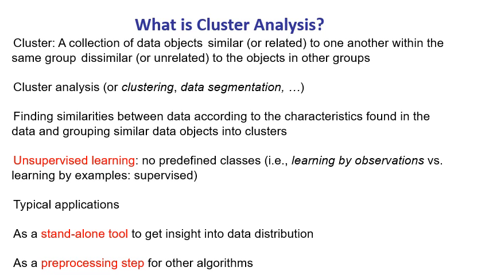These data objects which have been grouped as a single cluster will be related to each other in that particular cluster, whereas it will be different from the other clusters. So cluster analysis is finding similarities between the data according to the characteristics found in the data and grouping similar data objects into clusters, which means we are going to have a data set. So in this data set, we are going to find the similarities based on the characteristics.